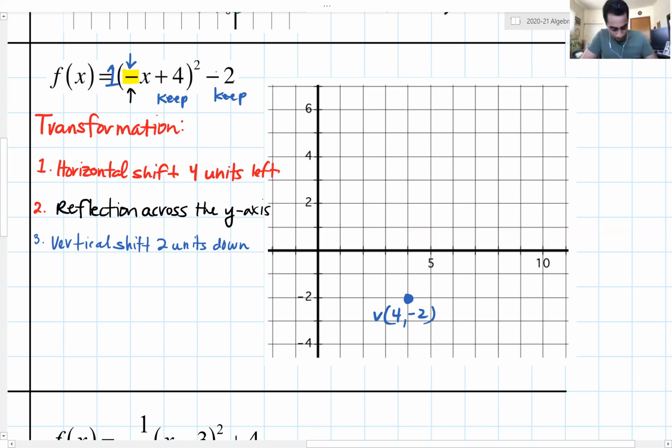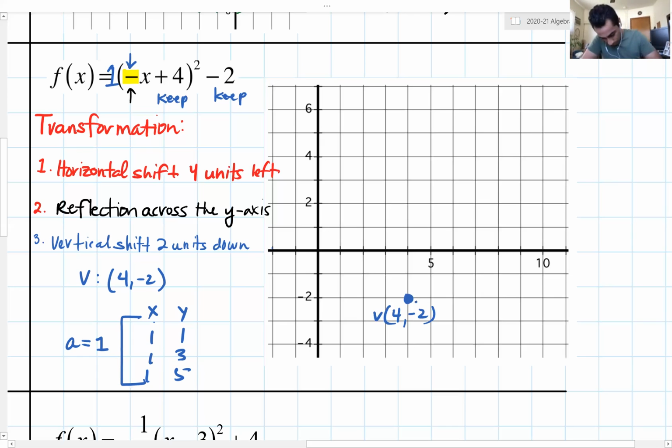Okay. So vertex is at 4, -2. And we can use our pattern that since A is 1, we have our 1, 1, 1, 3, 1, 5 pattern, okay? So let's go ahead and plot that. So we go 1 to the right, 1 up, 1 to the right, up 3, and then 1 to the right, up 5.